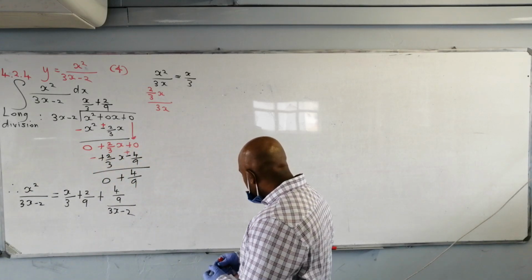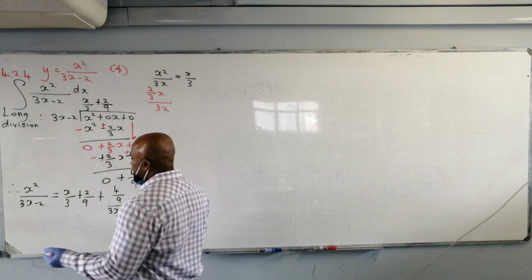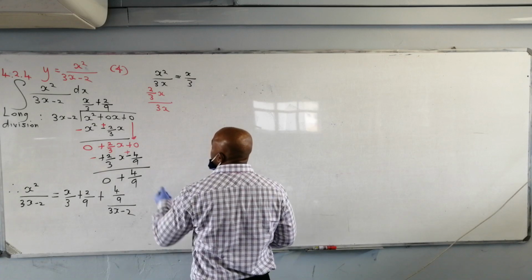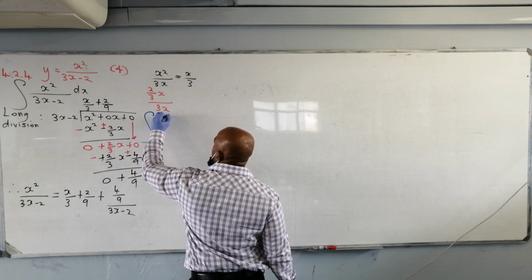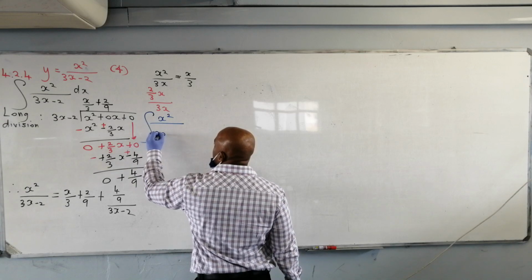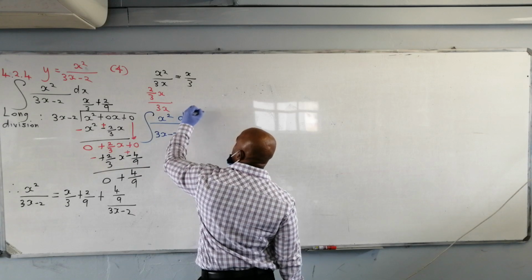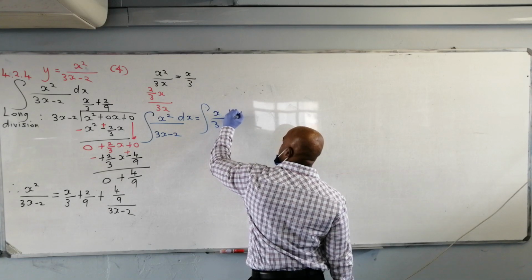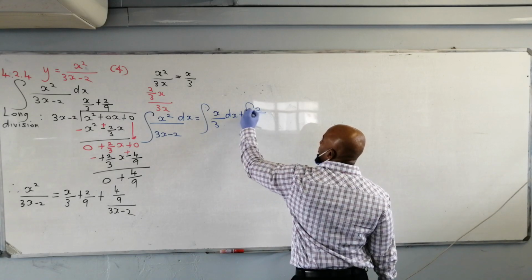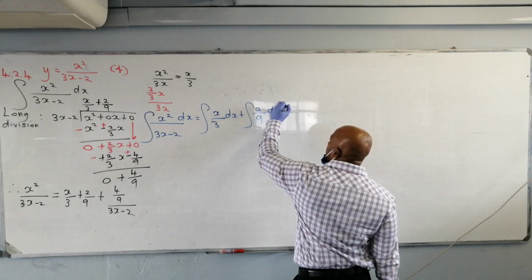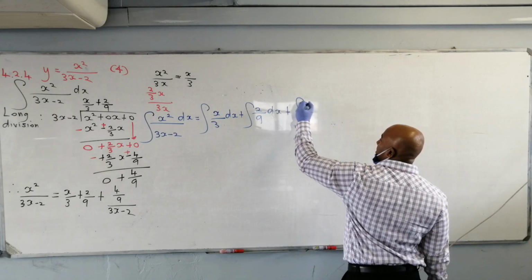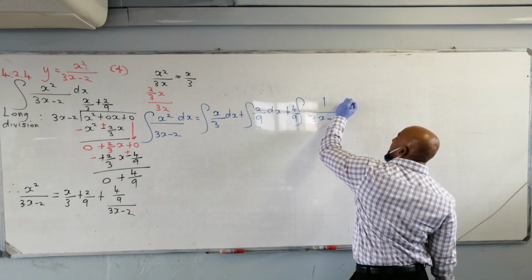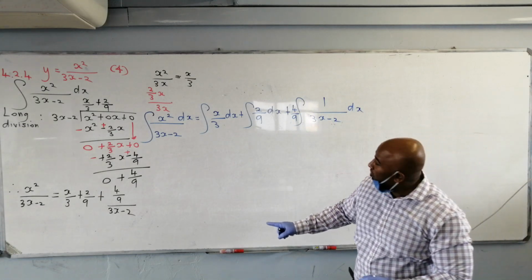Alright, now what do we need to do? We need to integrate everything. So let's write it down. So I need to integrate. So the integral of x squared divided by 3x minus 2 dx is equal to the integral of x over 3 dx plus the integral of 2 over 9 dx plus the integral of 4 over 9, and that's 1 over 3x minus 2. Notice what did I do to the 4 over 9?